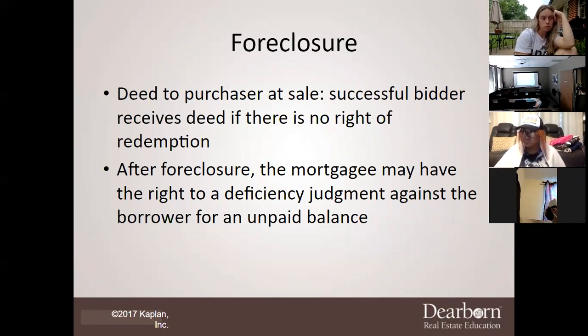After foreclosure, the mortgagee may have the right to a deficiency judgment against the borrower for an unpaid balance. So anything you didn't pay, they can get a judgment on. Avoid foreclosures. You do not want a foreclosure, just pay. Unless you're buying it.